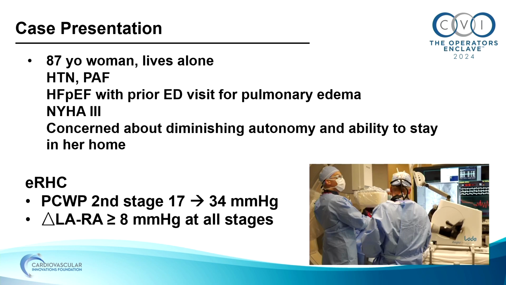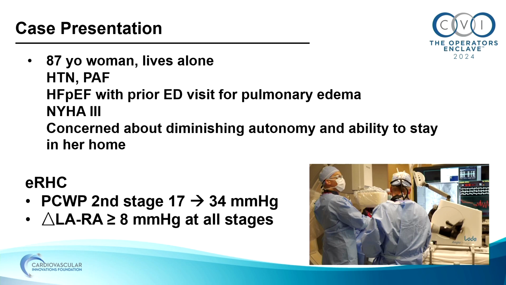This is a case that was done by Brian Potter up in Canada in one of the phase 2 Alleviant trials. The trial was called Alleviate-HF2. Typical older HFpEF woman, with comorbidities, a prior ED visit, class 3, and really concerned about her autonomy and her ability to stay at home. And the hemodynamics here in the exercise right heart cath are what we would like to think is the strike zone for this kind of therapy.